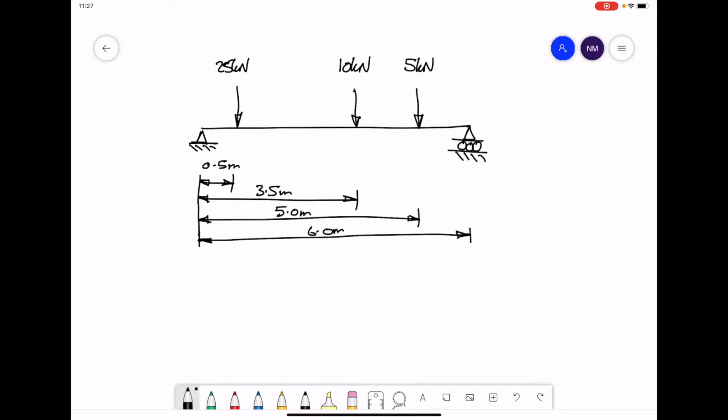Here we have our next example, a 6 meter beam with 3-point loads applied to it, and we're going to work out the reaction forces. First move will be to draw our free body diagram and to label the forces.